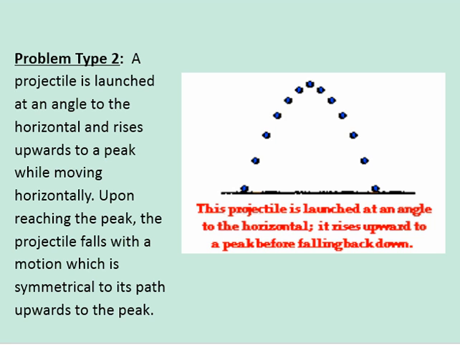The second type we're going to look at is when a projectile is launched at an angle to the horizontal and rises up to a peak and comes back down again. Just like with free fall, we're going to use a lot of the symmetry of the problem and a lot of the information that we know about what's happening in this problem.